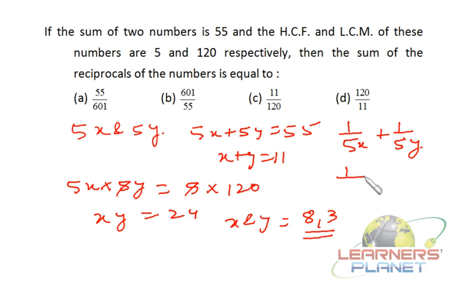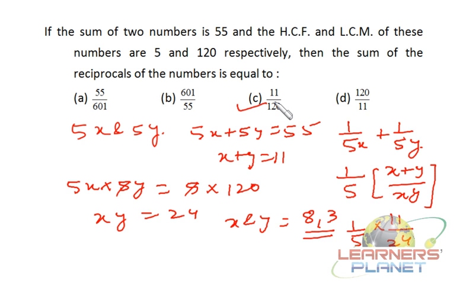Now let's take 1 upon 5 as common. We'll be getting 1 upon x plus 1 upon y, that will be actually x plus y upon xy. So it's 1 upon 5, x plus y will be 11 and xy is 24, so it's 11 by 120. Okay friends, it's very simple.